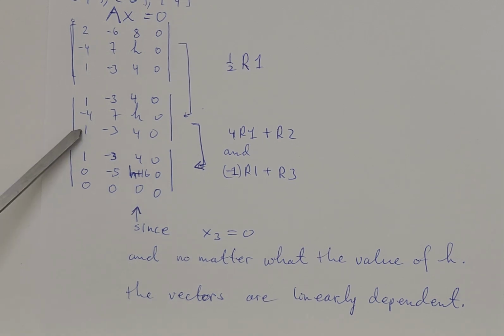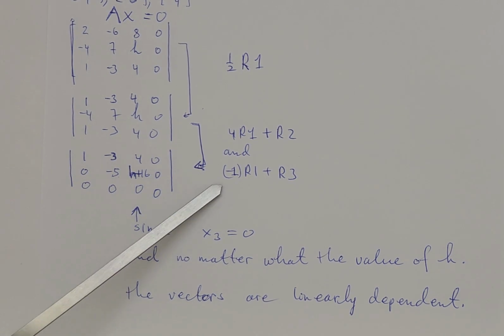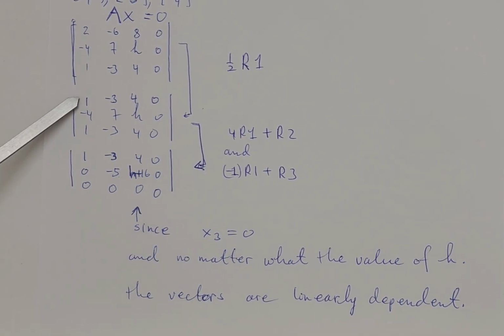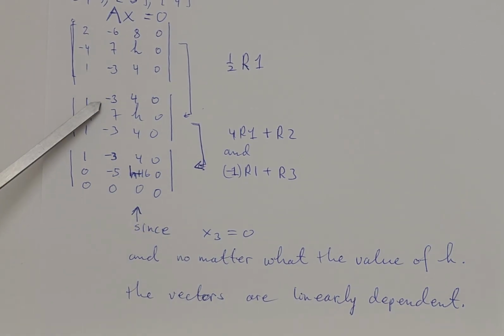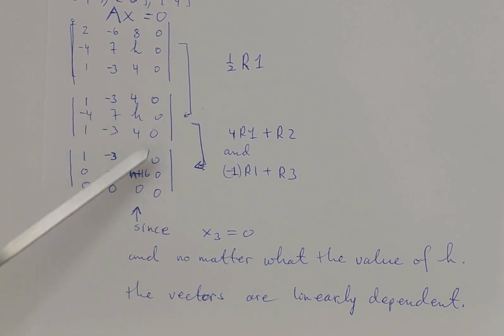Okay. Repeat that process for the third row. Since this is positive 1, I need a negative 1. So negative 1 times 1 gives me negative 1, and negative 1 plus 1 gives me 0. Negative 1 times negative 3 gives me positive 3, subtract 3 gives me this 0. Negative 1 times 4 is negative 4, plus 4 gives me 0. Negative 1 times 0 is 0, plus this 0 gives me 0.